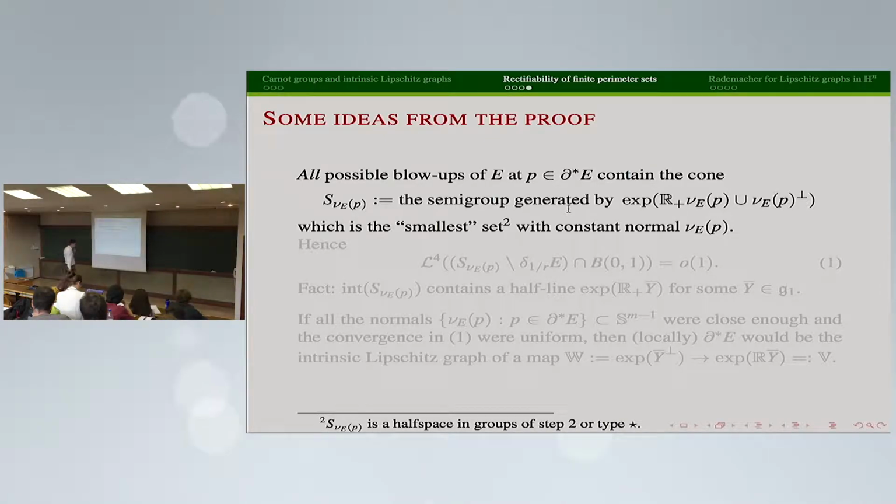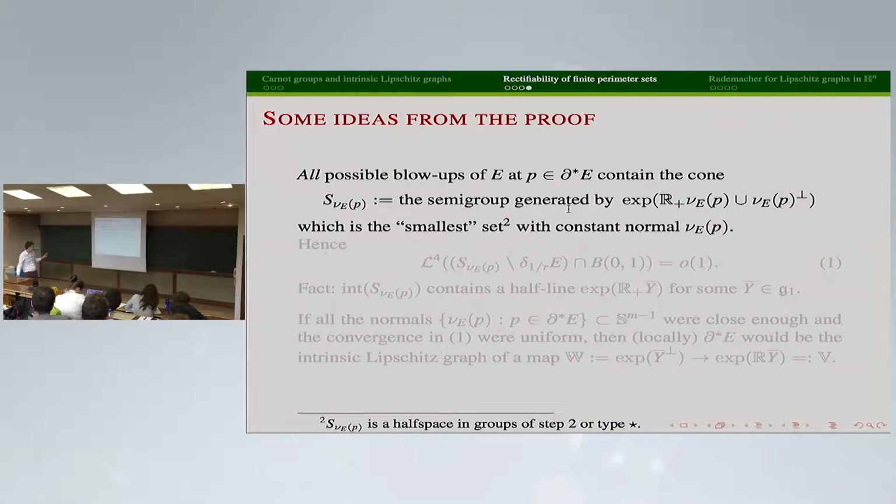So an interesting point is that either in Carnot groups of step 2 or of type star, the semi-group is the half space associated to the normal. So basically you are done, because the blow-up contains the half space. Actually, if you blow up the complement, you see that the complement must contain the complementary half space. So the only possibility is that the blow-up is the half space itself.